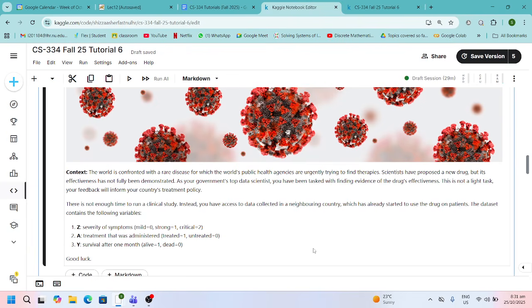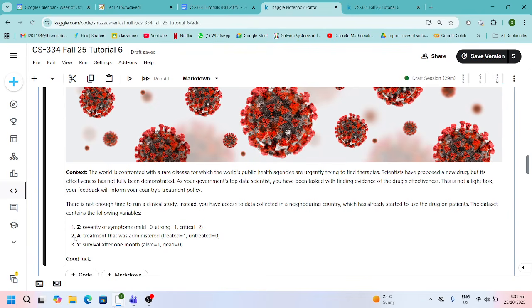And the dataset contains the following variables. So what do we have over here? We have observational data from another country. These are the variables that are given to us. Z is the severity of symptoms. Z can have only one of these three values: either mild, which is denoted by 0, or strong, which is denoted by 1, or critical, which is denoted by 2.